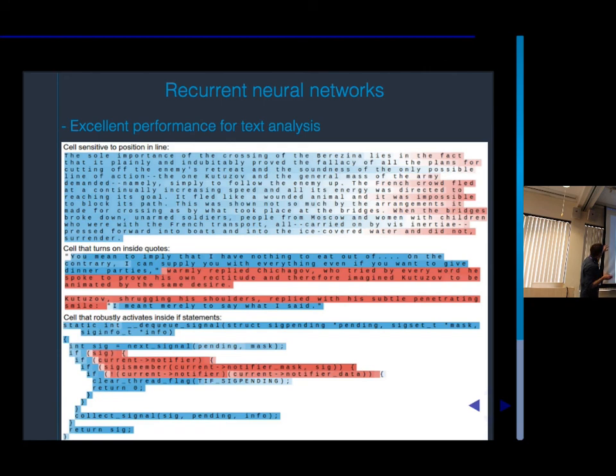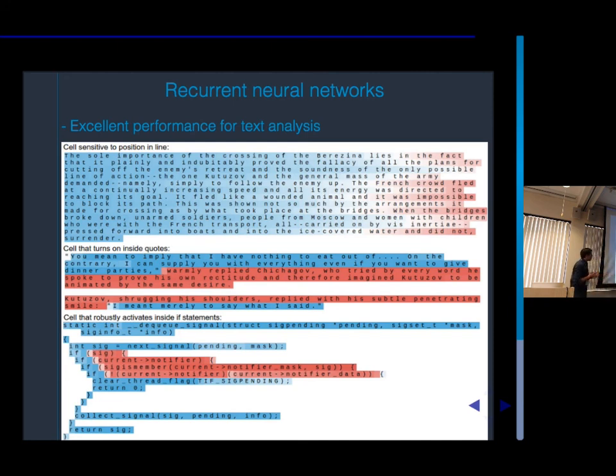But nevertheless, this really wide variety of cells comes into play. These cells up here are, I guess blue is probably positive and red is negative. These are firing when you're near the beginning of a line. These are firing when you're inside quotes.